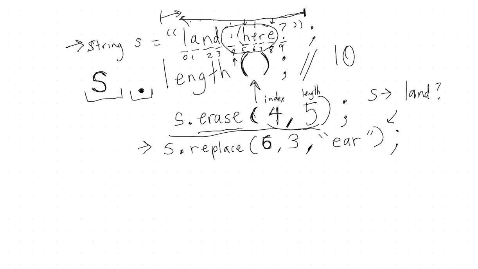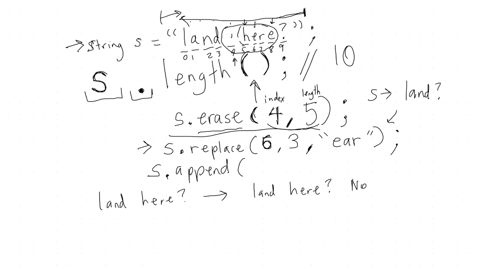All right, next is append. So s.append. Let's say I want to take the string land here, and I want to add on to the end of it this, which is a white space and the NO. So with append, you're always adding on to the end of the string. All you need here is just a new string that you're adding in.